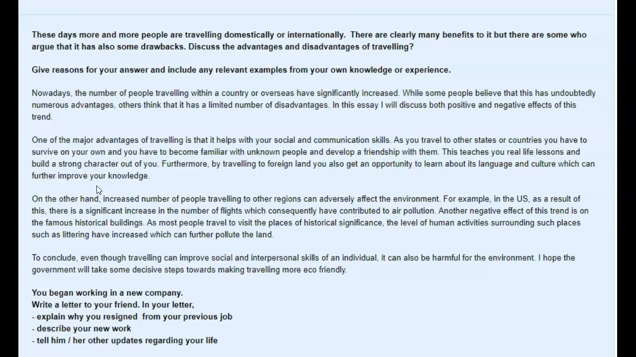Okay. To conclude, even though traveling can improve social and interpersonal skills of an individual, it can also be harmful for the environment. I hope the government will take some decisive steps towards making traveling more eco-friendly.